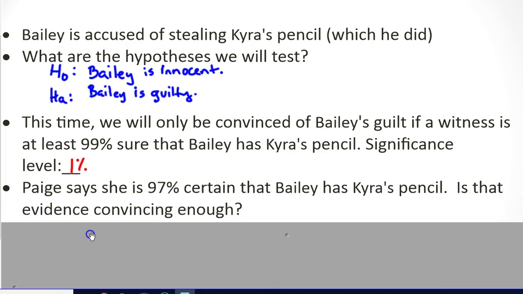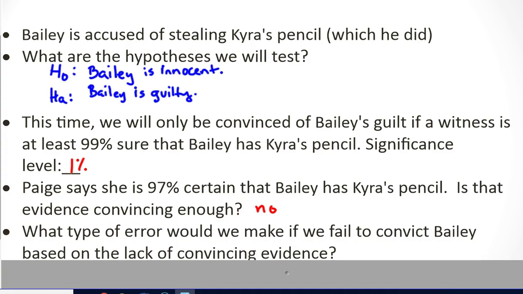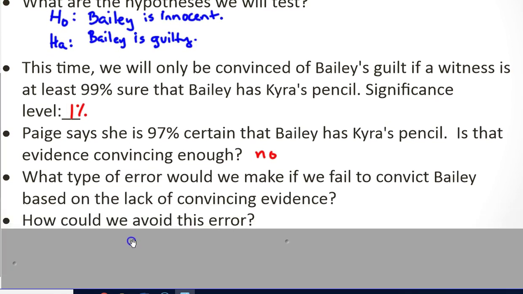All right. Paige comes along again. She's our witness. She says, you know what? I'm not positive, but I'm 97% sure that Bailey has Kyra's pencil. So do we have enough evidence? We do not, right? That's not strong enough, right? She's leaving a 3% chance of error, so we don't convict. But keep in mind, he did it. So we've let him go, right? And this happens in courts of law all the time too. There isn't convincing evidence, but the person really did it, and they are acquitted falsely, right? So what type of error would we make here? Well, we call this one a type 2 error.